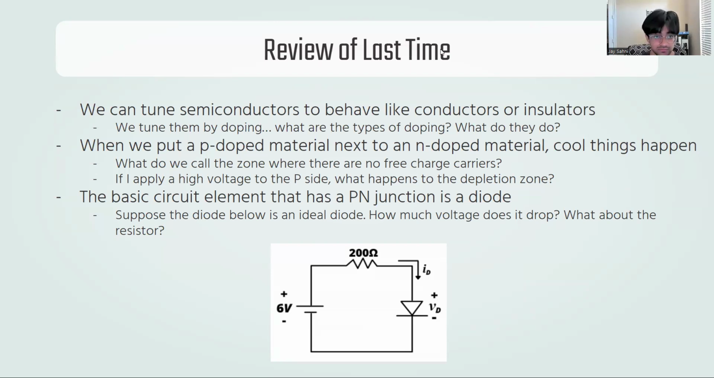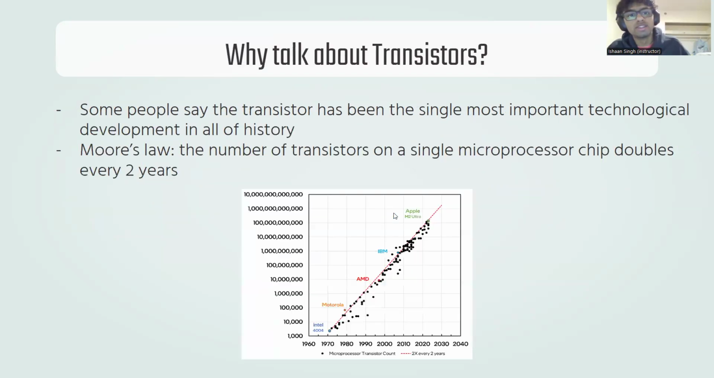Okay, so now let's quickly justify why we talk about transistors. A lot of people, myself included, say the transistor has been the most important technological development in all of history, more so than the wheel. The transistor is the most important thing. It's a thing called Moore's Law. Maybe you guys have heard of it, maybe you haven't.